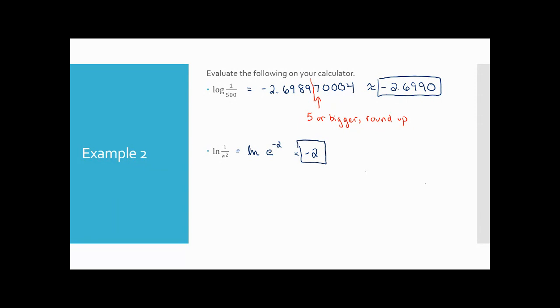But as long as you have your calculator, that part is more important. It's good to understand why it comes out to negative 2, but I am completely happy with you guys relying on your calculator to figure that out.